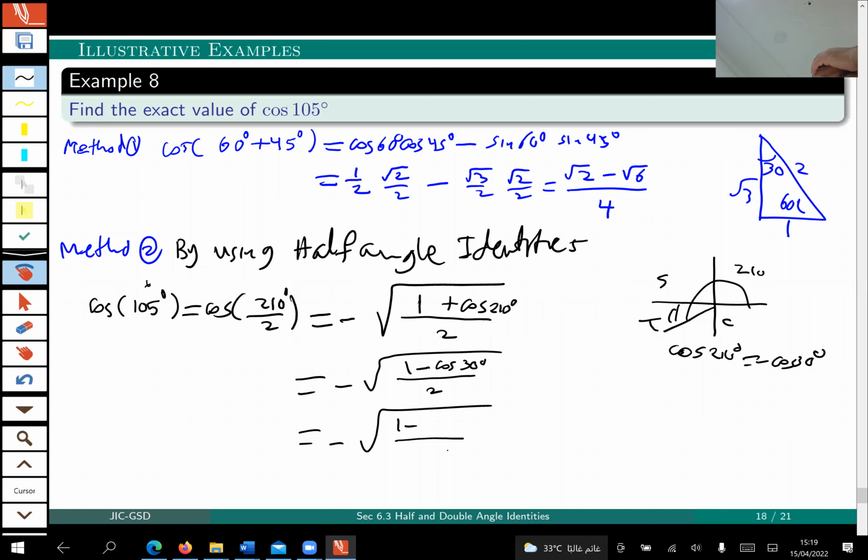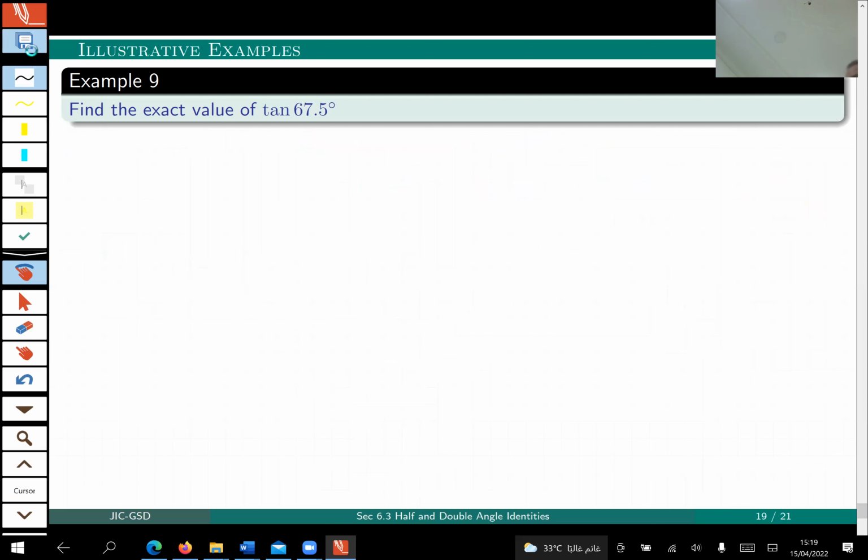Again, multiplying by 2 up and down, we will get negative of square root of 2 times 1, which is 2, and 2 times root 3 over 2 will be just root 3, over the square root of 4, which is 2. Again, it looks different, but they are the same if you use your calculator. That's why in the exam you have to be careful if it says use the half angle identity.